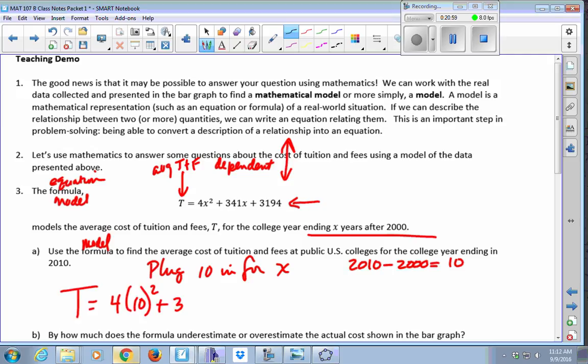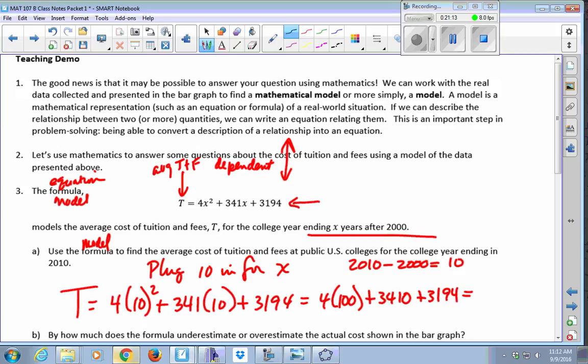And then I just have to do a little teeny bit of arithmetic to get my answer. So I get 4 times 100, because 10 squared is 100, plus 3,410, plus 3,194. And has anybody added those numbers together yet? Yep, Paige, sorry. 7,004. Okay. Yeah, and so the dollars will be when we talk about the answer here.